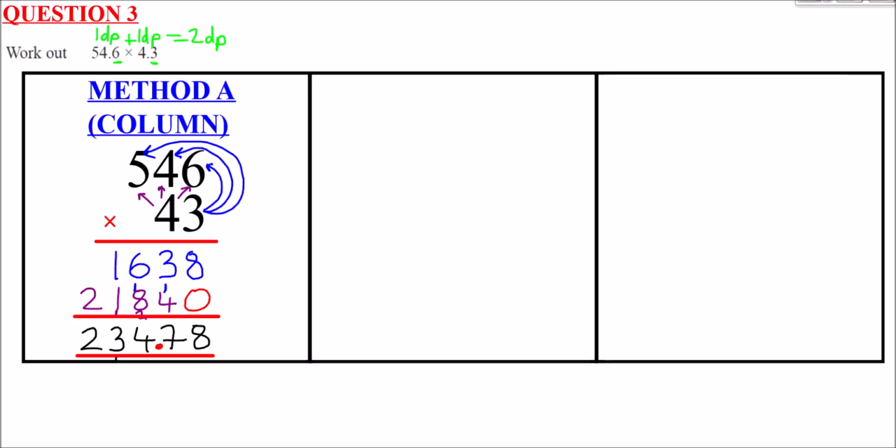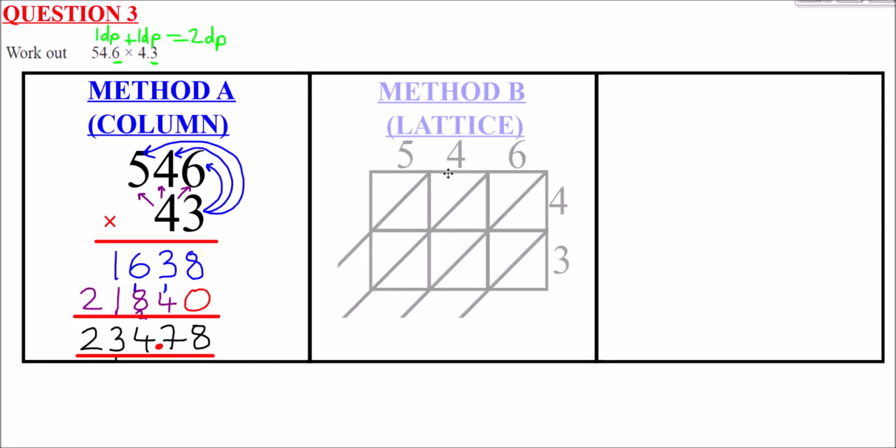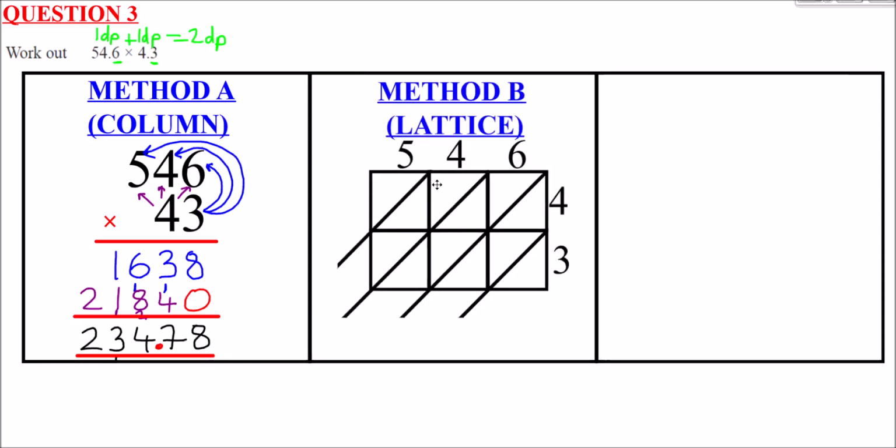Next, I'm going to show you my preferred method, which is the lattice method. Now here you can do the boxes in any order. You just multiply what's above by what's to the side. So if I pick this box here first of all, just picking it randomly really, 5 times 4, because above it is 5, to the right is 4, times them together, 5 times 4 is 20.